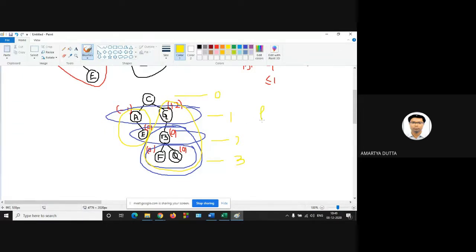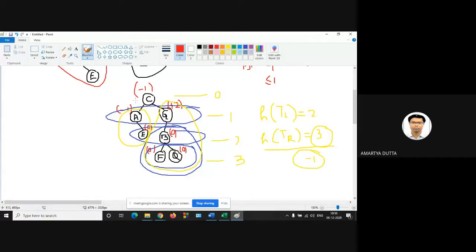So what will be the value of H of TL for C, the root node? 2. H of TR for your root node C is 3. So HTL minus HTR. Which one is greater? 3 is greater, that is the right one is greater. So you have to write -1. So its balance factor is -1.